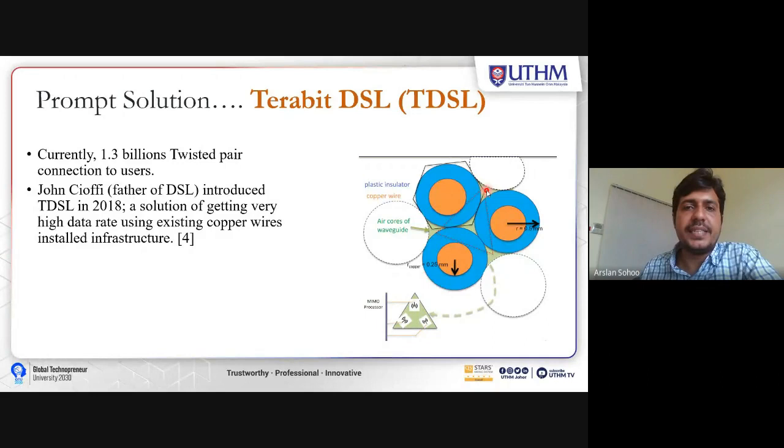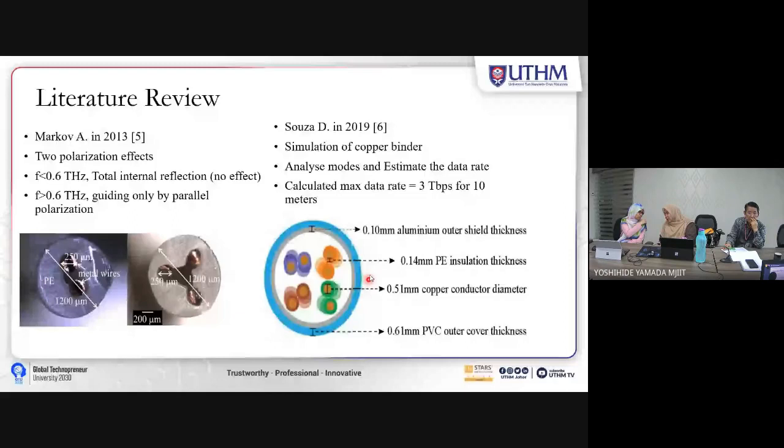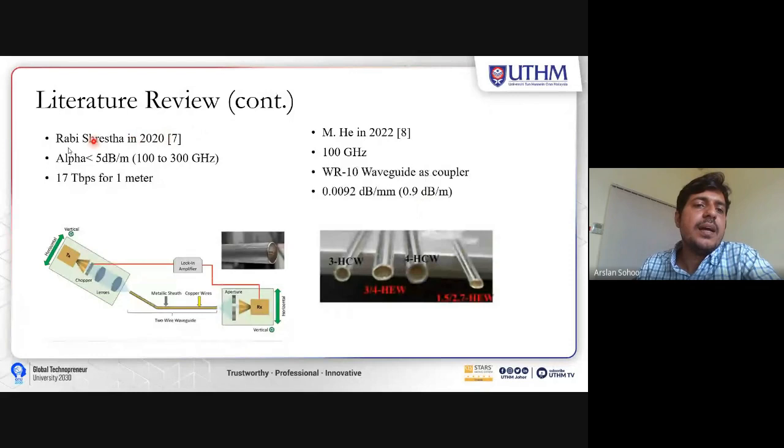Some literature review: in 2013, two wires and three wires were used to propagate the terahertz waves. And in 2019, a simulation was performed by Sousa. She simulated the copper binder with four pair wires, and she calculated the estimated data rate, that is about 3 Tbps for 10 meters. And in 2020, Rabesh Shrestha used two wires enclosed in a metallic shield to propagate the terahertz waves wirelessly.